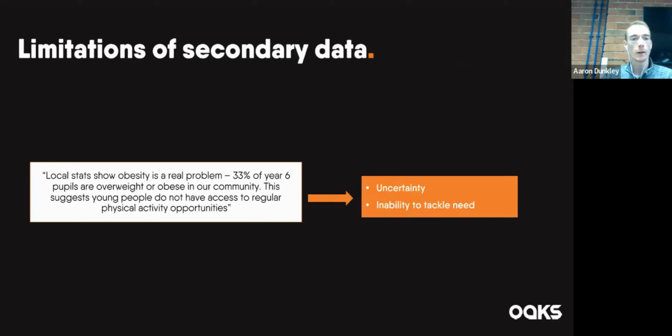And secondly, if you're targeting a project that has a small number of beneficiaries, so it might benefit less than 100 people, which is still a lot of people, but in the context of 33% of all Year 6 pupils in an area, changing 100 people's habits is going to have a limited effect on the 33%. So actually what you're looking for is what causes that 33%, and that's the need that you're looking to address.